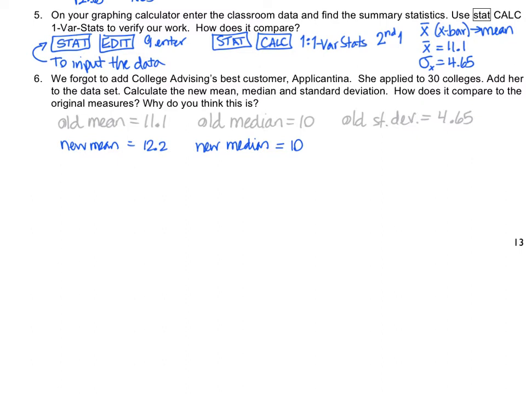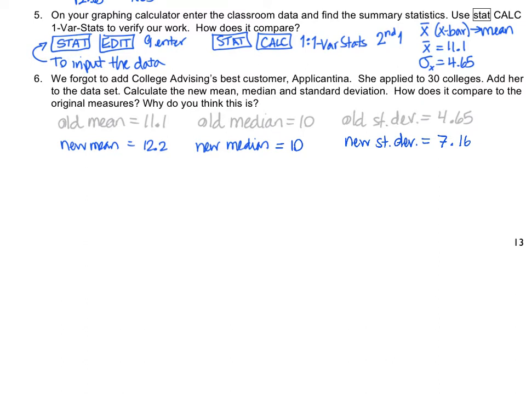Okay, so I just wanted to mention that. I totally forgot to tell you that before. And we're also going to have a new standard deviation. We'll use the sigma, and this time it's going to be 7.16. The question in number 6 asks us, how do these new numbers compare to the original measures? And why do we think that is?